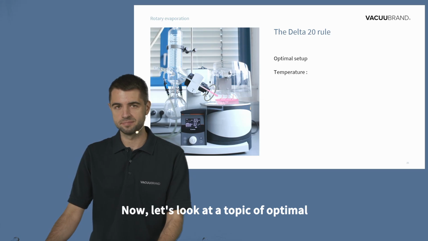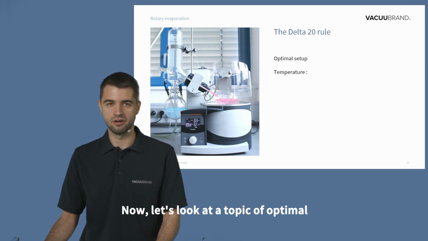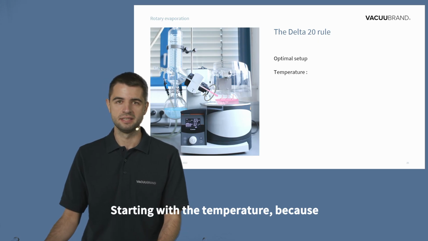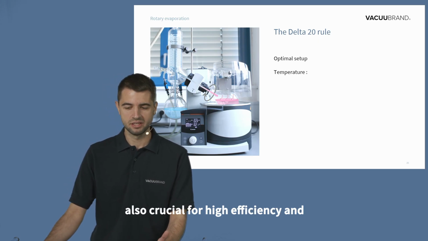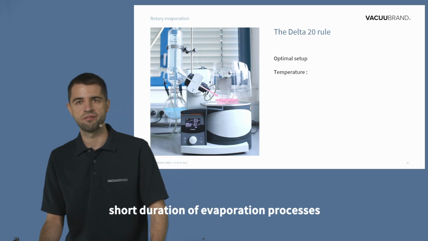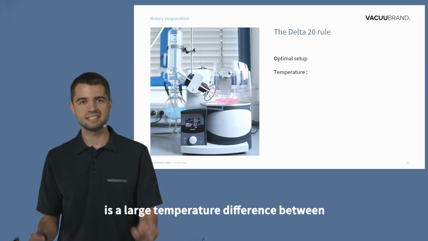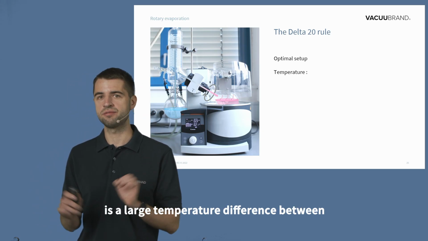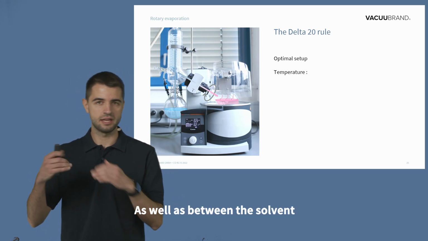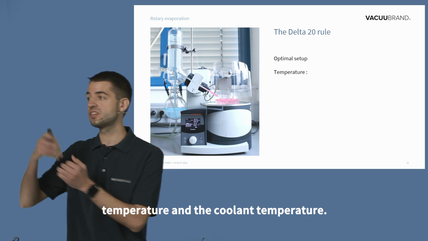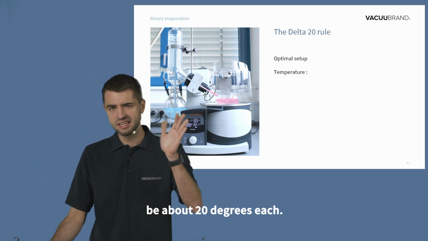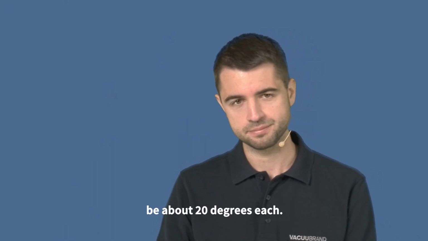Now let's look at the topic of an optimal setup, of optimal conditions, starting with the temperature, because also crucial for high efficiency and short duration of evaporation processes is a large temperature difference between bath and solvent temperature, as well as between the solvent temperature and the coolant temperature. These differences should be about 20 degrees each.